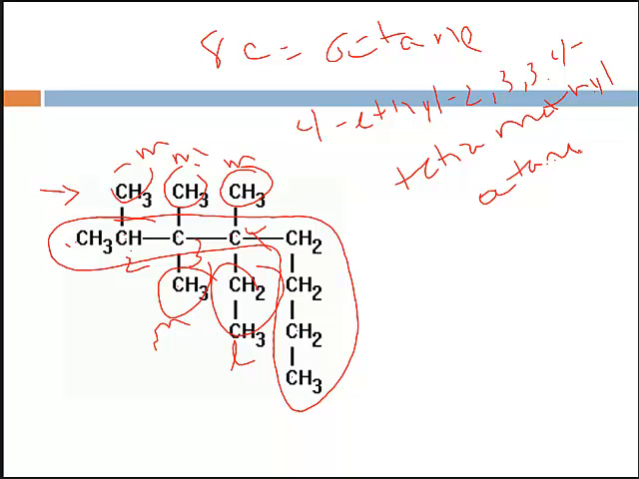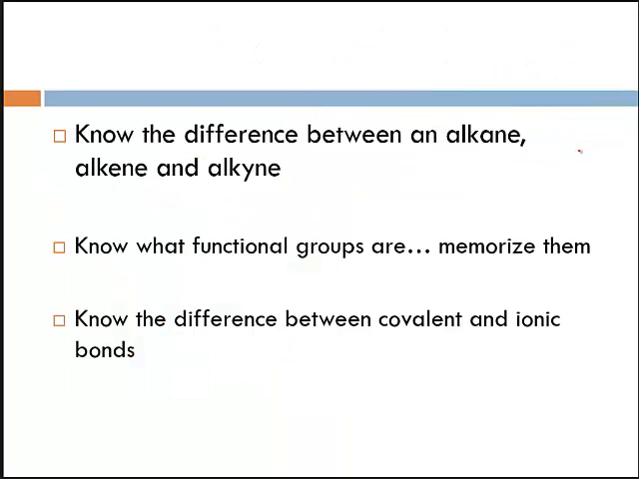Alright, so that gives you a review on how to name the alkanes. Know the difference between alkane, alkene, and alkyne. Alkane is single bonds, where alkenes are double, and alkynes are triple. Know what functional groups are, and you need to memorize them. You have an entire list in your book. It's a whole chart. You need to memorize them because your questions are going to be along the lines of which functional group is here. So you need to be able to identify them.